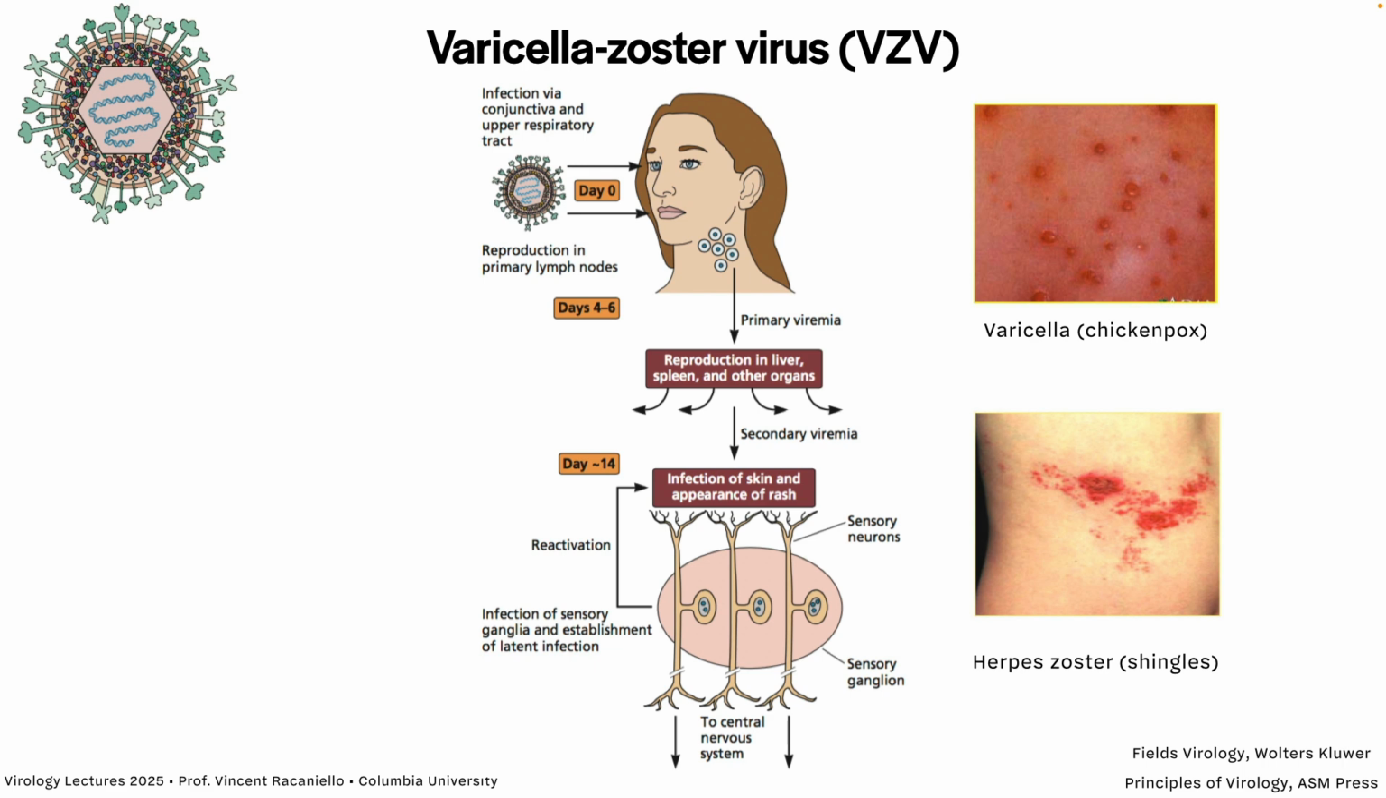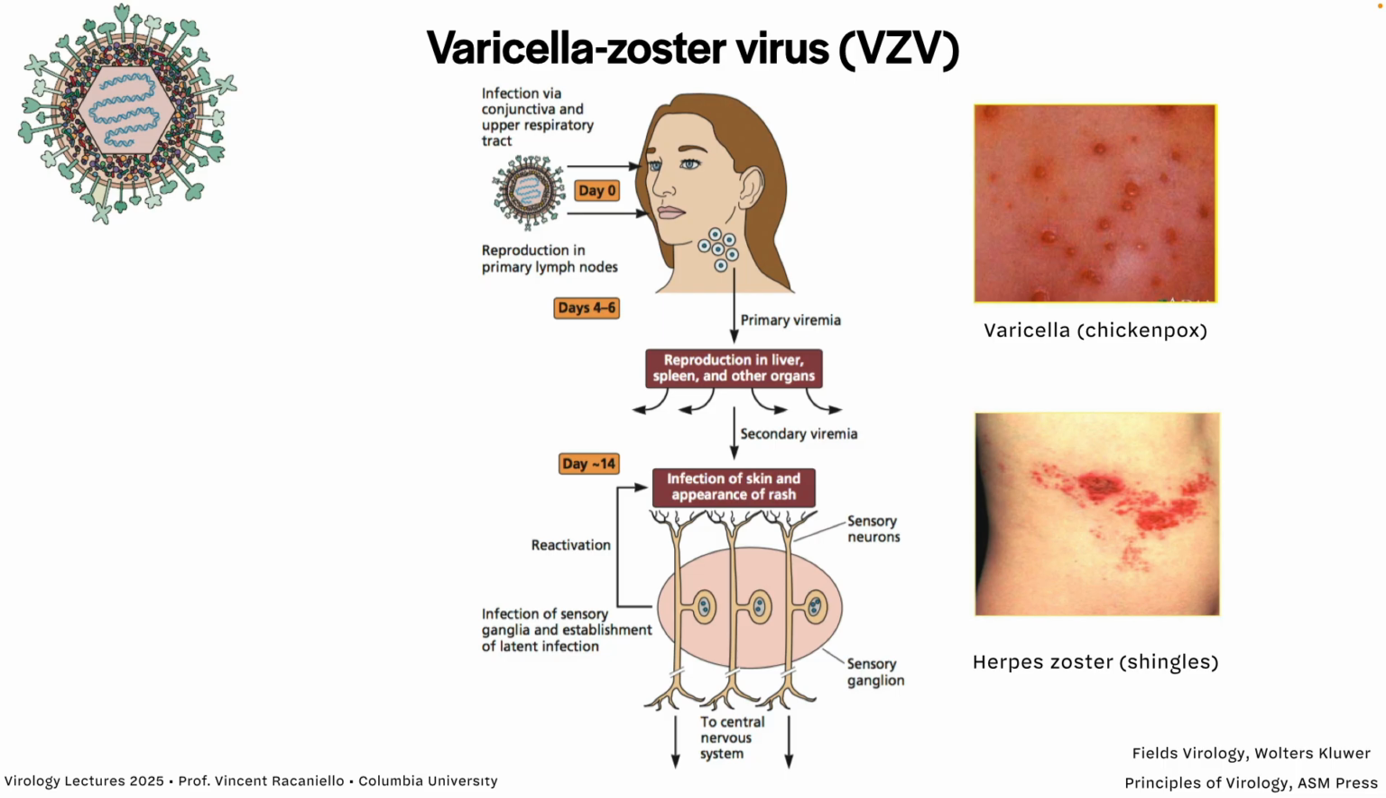All right, the third herpes virus, varicella-zoster virus. These are two different diseases caused by the same virus. Varicella is also known as chickenpox, and zoster is known as shingles. What happens here is the virus is infected by respiratory secretions and ends up in your upper tract, reproduces in primary lymph nodes, and establishes a viremia, which spreads it to other organs. That makes a secondary viremia, which gives you the skin rash of chickenpox. I had chickenpox as a kid. I remember it very clearly.